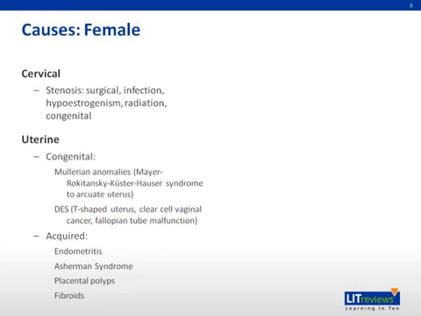Acquired causes of uterine factor are easy to understand. Examples are endometritis, which is an infection of the endometrium, not to be confused with endometriosis. Also, Asherman syndrome is an eponym for scarring of the uterine endometrium after a D&C that just doesn't heal properly. Fibroids can also cause infertility, as well as placental polyps, which are just leftover pieces of placenta that take root after an incomplete abortion or incomplete delivery.